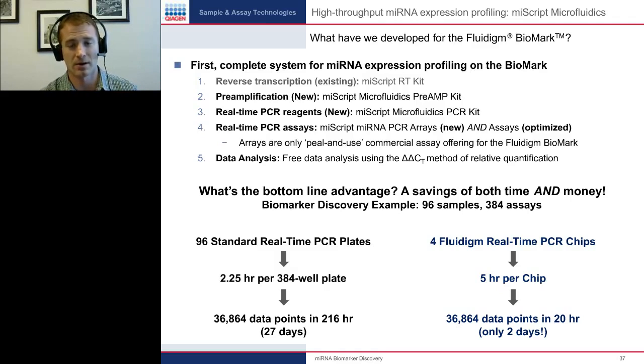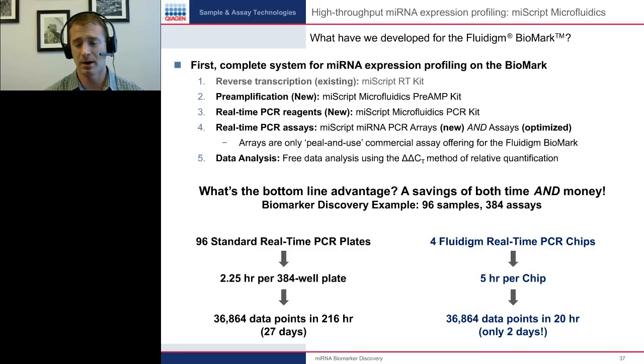If you're unfamiliar with the BioMark, you can interrogate 96 samples at one time, each with 96 assays, leaving you with 9,216 data points in one real-time PCR run. So let's put this to the test and see the savings. On the left, if you have 96 samples and 384 assays and access to a 384 well instrument, you need to perform 96 real-time PCR runs. And at a little more than 2.25 hours per 384 well plate, you can achieve your nearly 37,000 data points in 216 hours, roughly speaking 27 days.